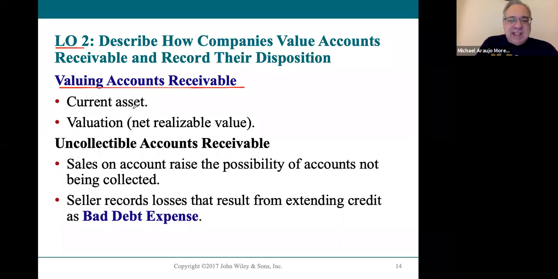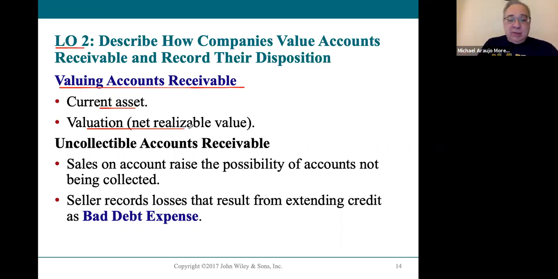But in this case, accounts receivable, just because you're owed $100,000 doesn't mean you should put that down on the balance sheet as $100,000, because then you're certainly overstating it. So there's got to be a way to adjust the value of the account. And that's what we're going to be learning about in this chapter. It's going to be fabulous.